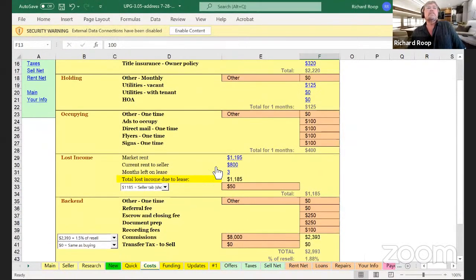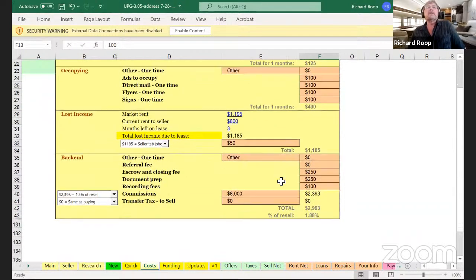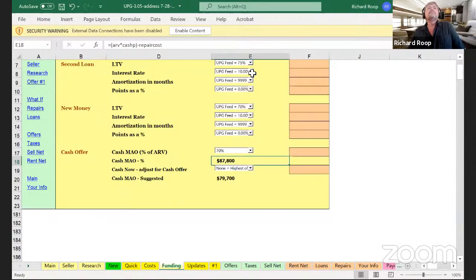And then your lost income, for 3 months, you might not be getting that 1195. So we have 3 months of lost income, which equals 1185. So we normally borrow that on a first mortgage. Then when you sell it, I'm just assuming maybe 1.5% cost to sell, some closing costs. That's on the back end.